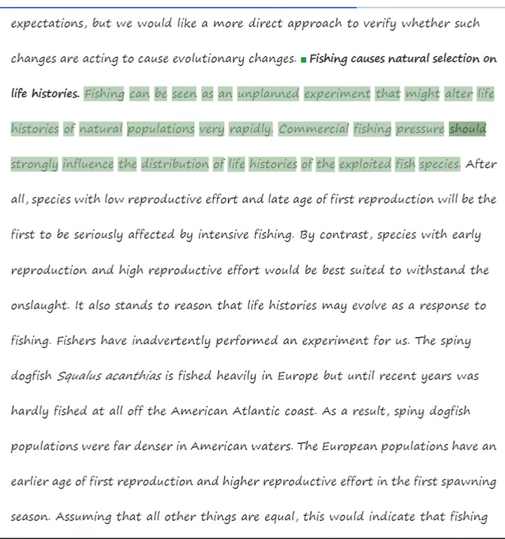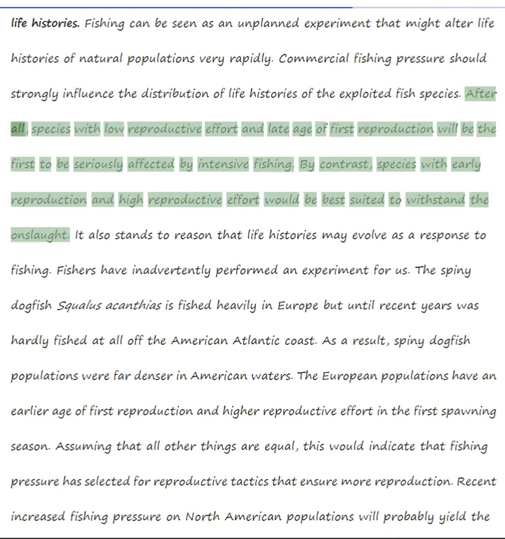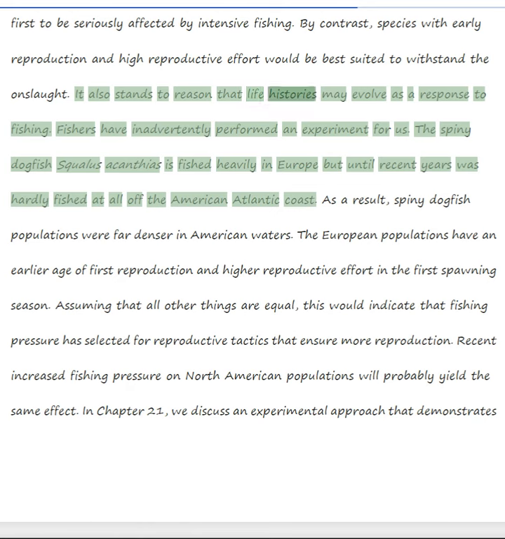Commercial fishing pressure should strongly influence the distribution of life histories of the exploited fish species. After all, species with low reproductive effort and late age of first reproduction will be the first to be seriously affected by intensive fishing. By contrast, species with early reproduction and high reproductive effort would be best suited to withstand the onslaught. It also stands to reason that life histories may evolve as a response to fishing. Fishers have inadvertently performed an experiment for us.